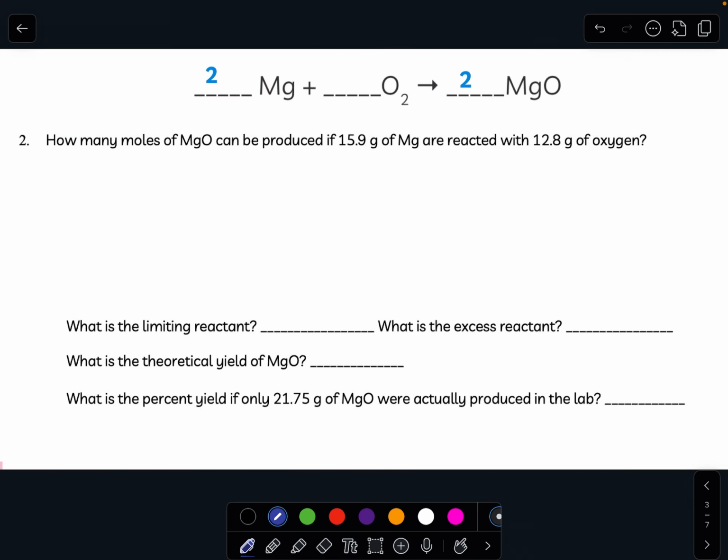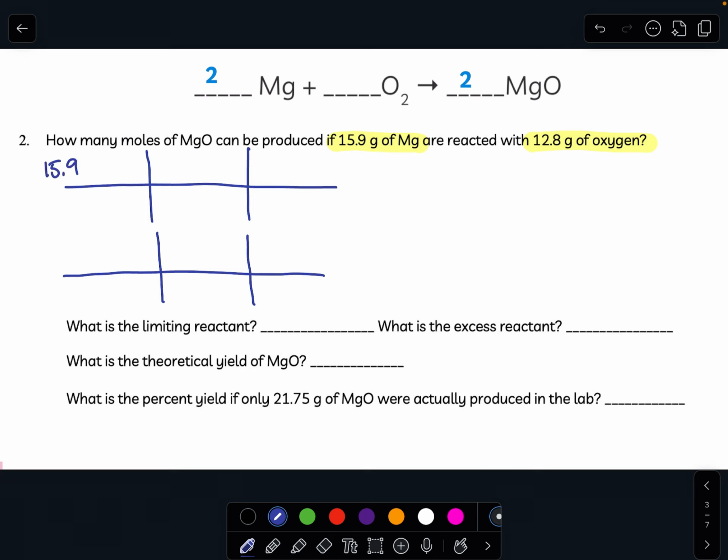All right, let's look at number 2. We're using the same balanced equation, so the same steps, except this time we're given grams to start. So we know that if we're in moles, we can use our mole ratio, but if I don't have moles, then that means I need to convert to moles. So this is going to be 3 steps. We're just adding this one step at the beginning because we're starting with grams.